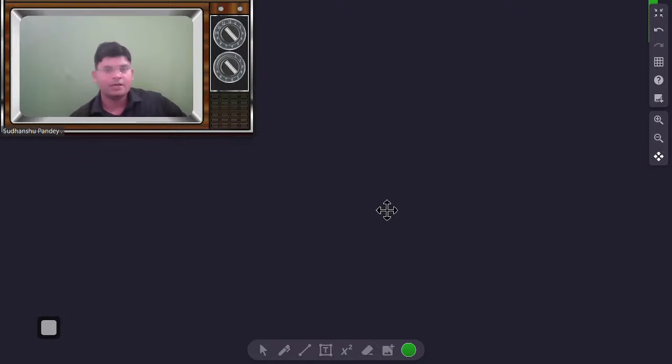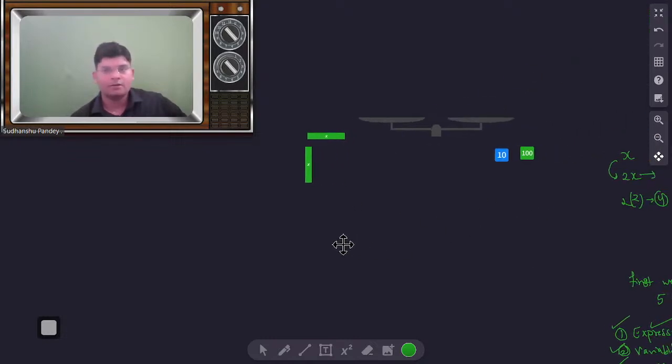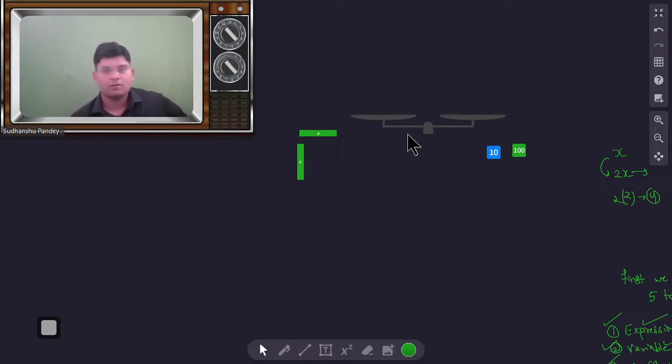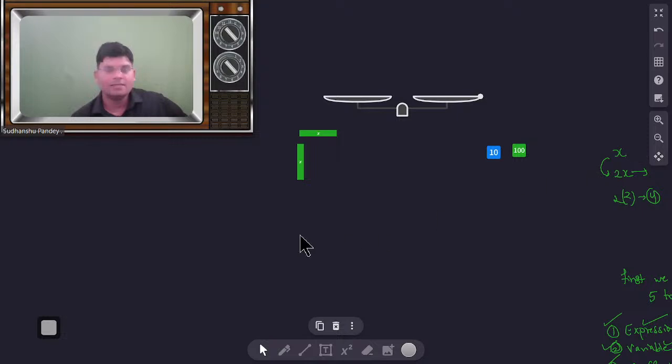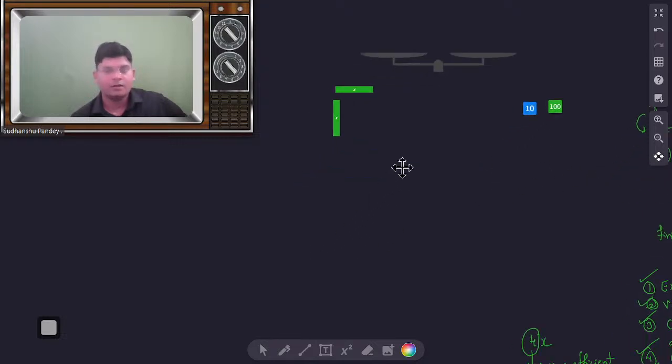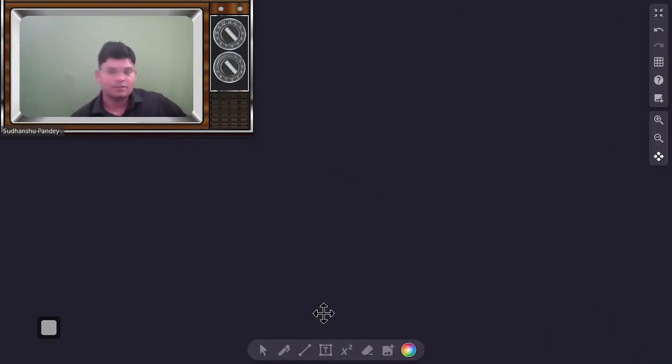Equation is like a balance scale. Has anybody seen a balance scale? Yes, sir. Okay. Now I will come to the balance scale as well. But before that, let's understand some more things. If I tell you, expressions are also known as polynomials.